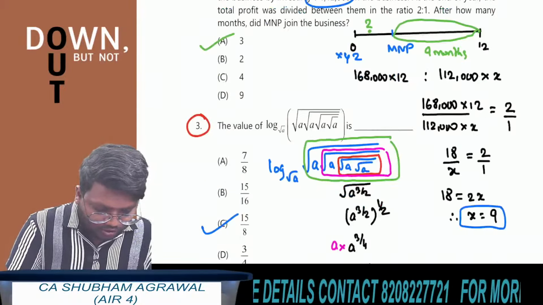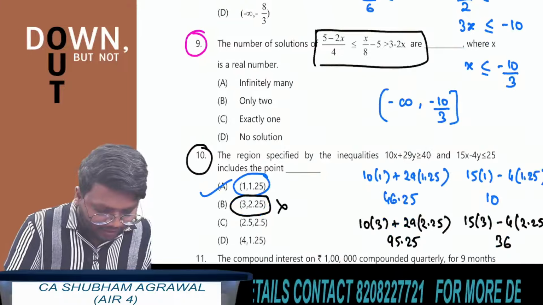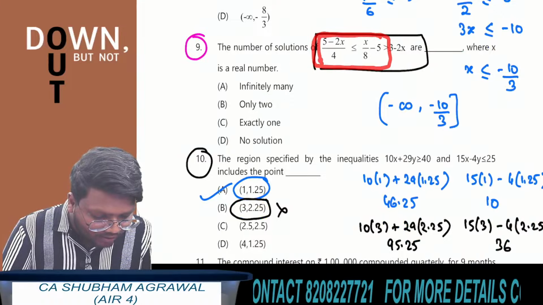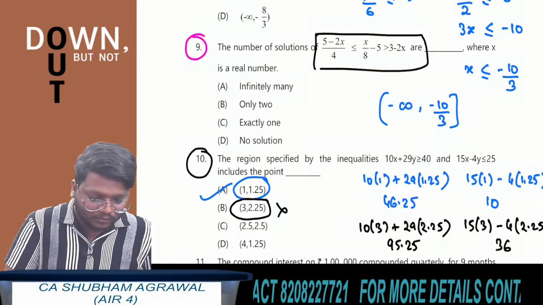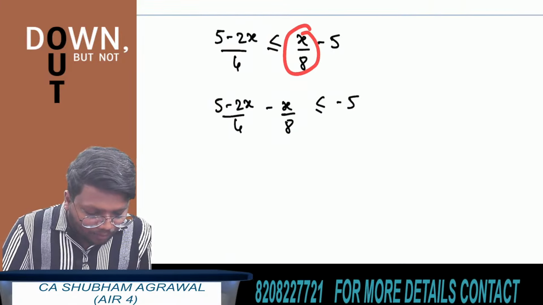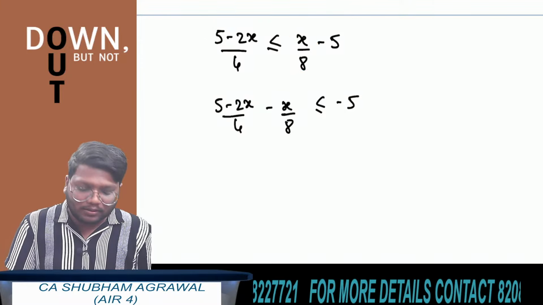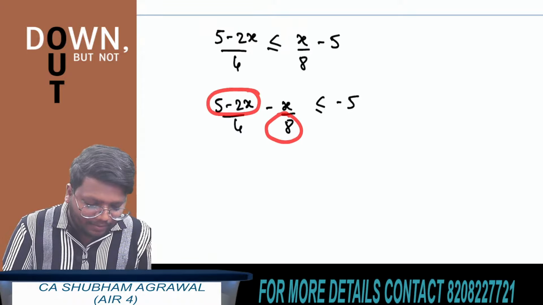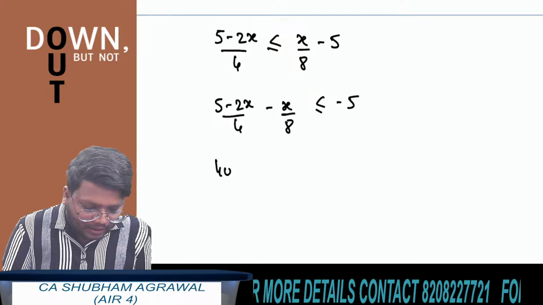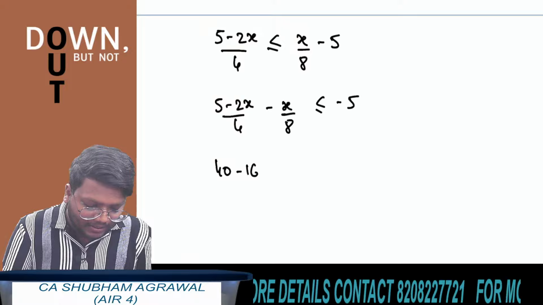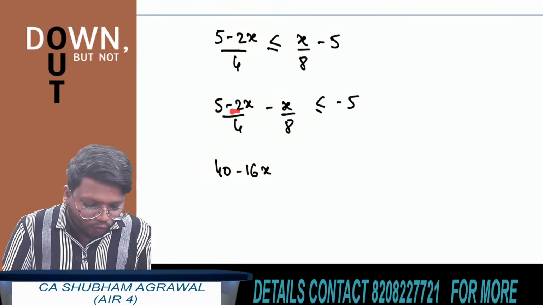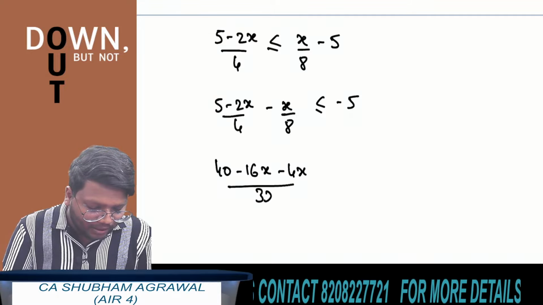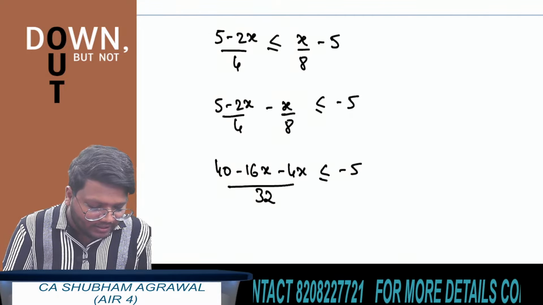So how to solve this question number 9? See what we have done here. First, we have taken just this part: (5 minus 2x) upon 4 is less than or equals to x upon 8 minus 5. This x upon 8 when shifted to the opposite side becomes what? Minus x upon 8. Now do the cross multiplication. (5 minus 2x) multiplied by 8. So 5 multiplied by 8 is what? 40. And minus 2x multiplied by 8 is what? Minus 16x. Now 4 multiplied by minus x is what? Minus 4x. Divided by 4 multiplied by 8 is what? 32. Less than or equals to minus 5.